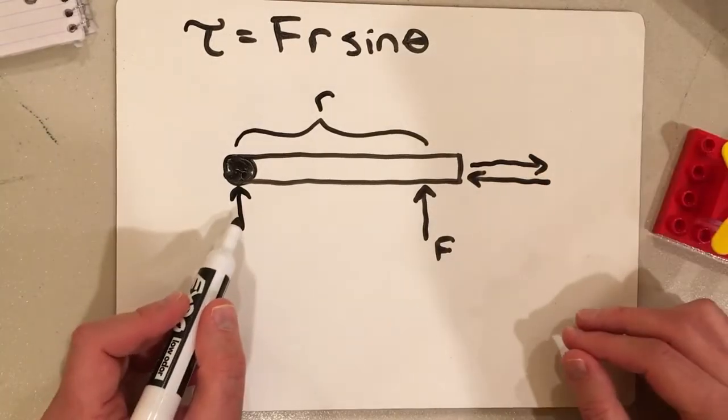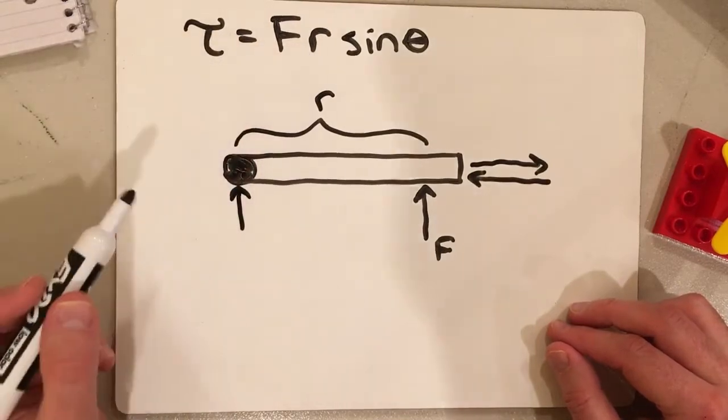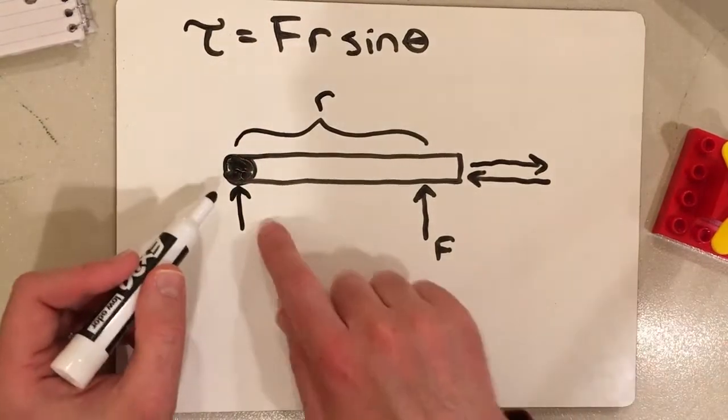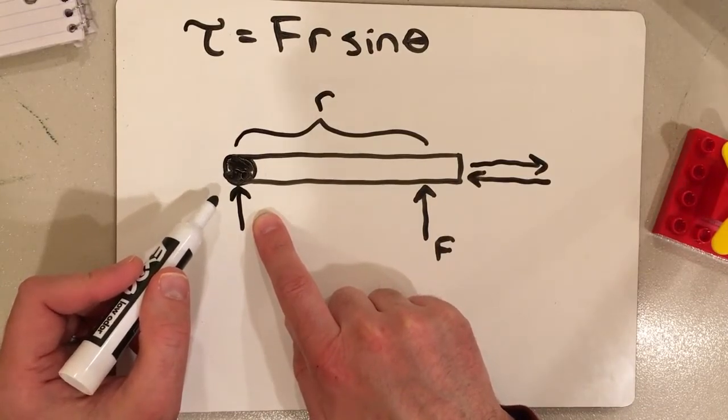If you apply the force at the rotational axis, R will be 0. No torque will be created. This is, by the way, akin to trying to open a door by pushing on the hinge. It's just not going to work. You're not going to open the door. You're not going to have any luck.